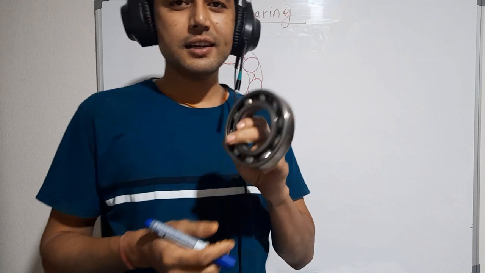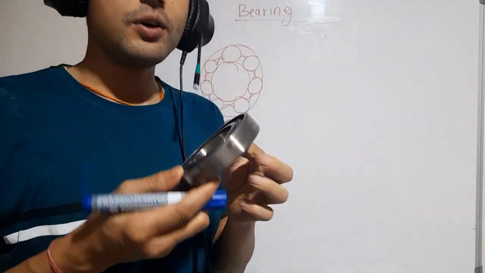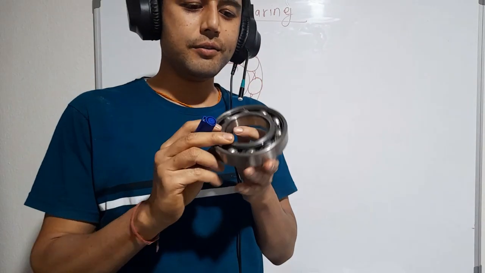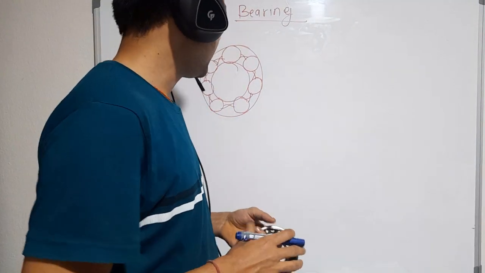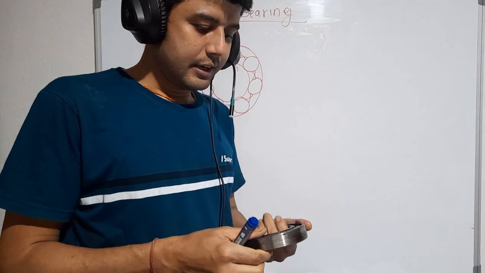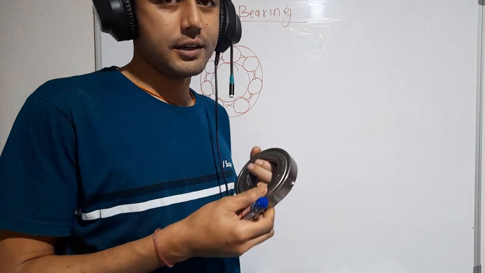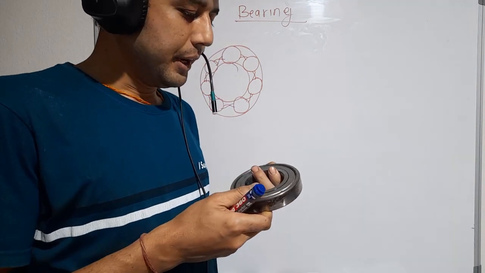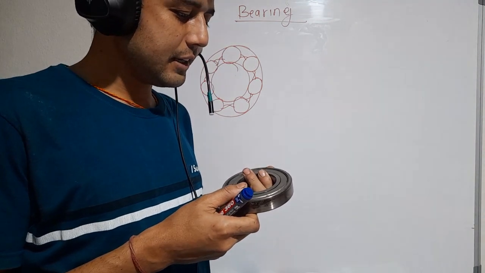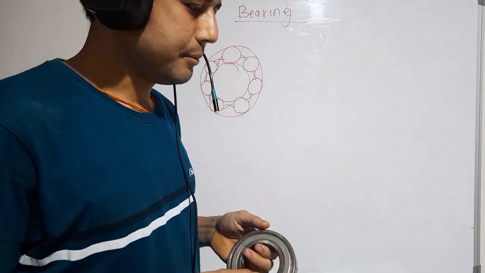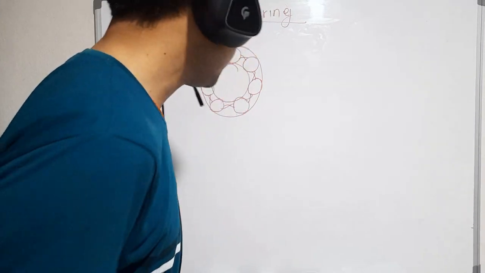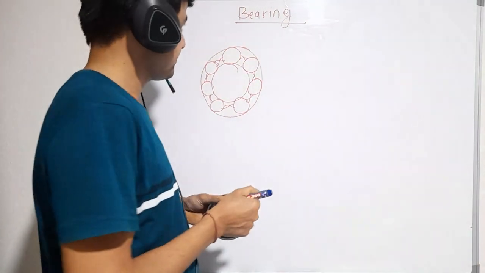This is my hand. This is called a bearing, you know very well. Today I will define what a bearing is, the description of the bearing, how to study the bearing, and the nomenclature of the dimensions of the bearing. I will define it today. Now let us start with the bearing.